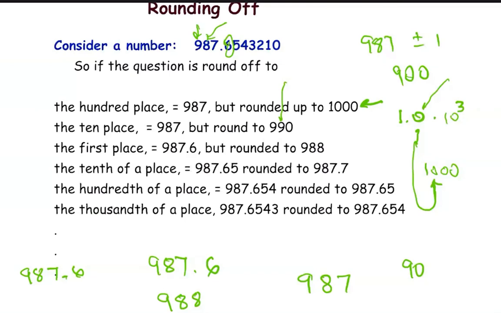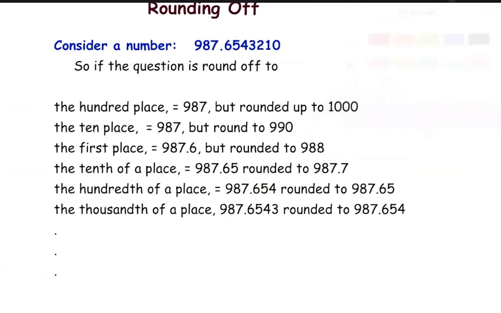So the correct answer in this particular case would be 987.7. Again, because you got to round up your 6 to a 7 because the digits after that is above the halfway point. So I hope that's certainly clear. Now, let me clear this up real quick.